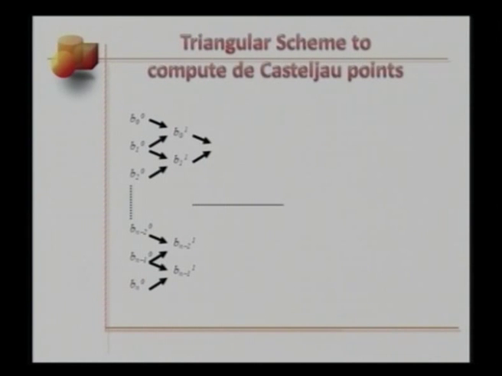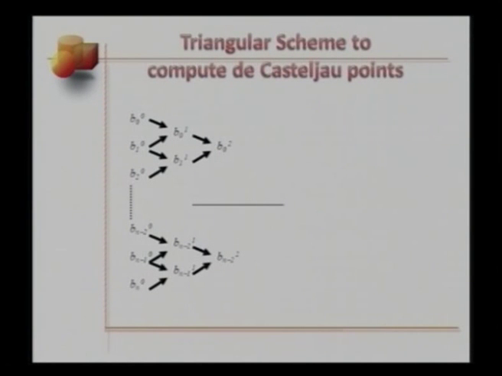For example, we combine B01 and B11 to get, you guessed it right, B02. Likewise, we combine B(n-2)1 and B(n-1)1 to get, once again, you are right, B(n-2)2.